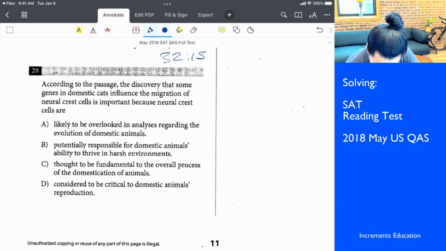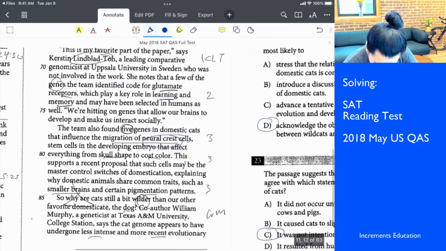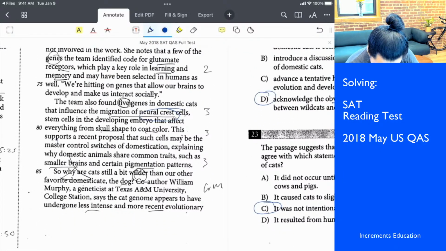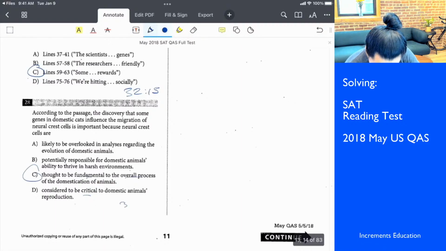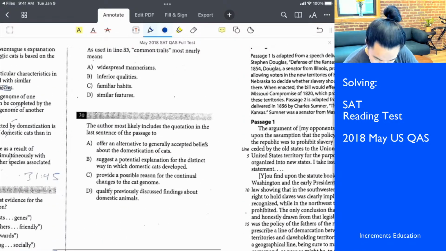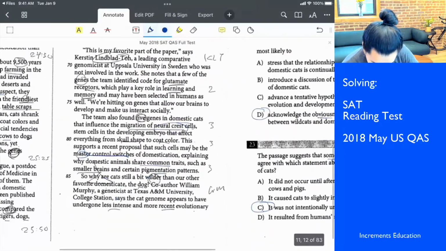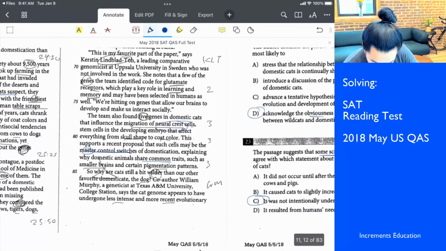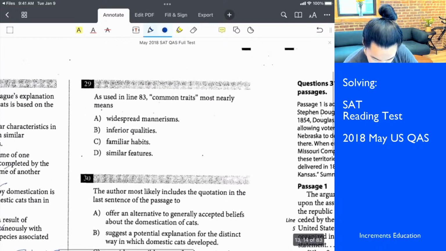So because neural crest cells are critical, I don't know about critical. Fundamental to overall process. I guess C is a little broad, but it seems accurate. Master control switches. Explain why they share common traits. Yeah, I guess it's a little, I don't know. I don't really like that wording. Okay, I don't like the wording, but I'll work with it. Common traits, because I think that it's talking about the same thing. Control switches. Common traits, such as smaller brains and pigmentation patterns. Common traits just means commonalities. It means features that they have the same. Yeah.